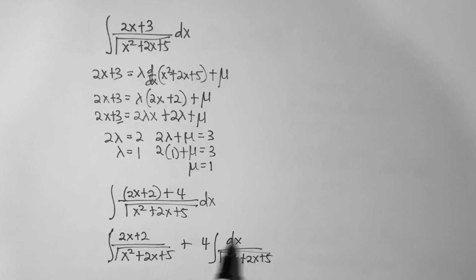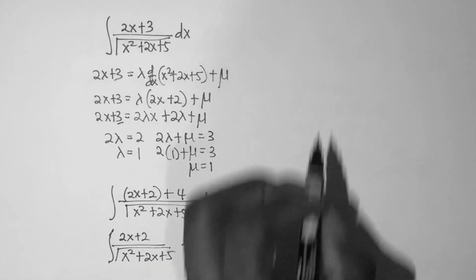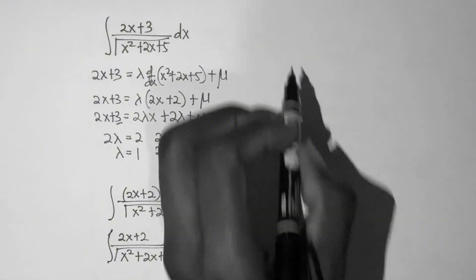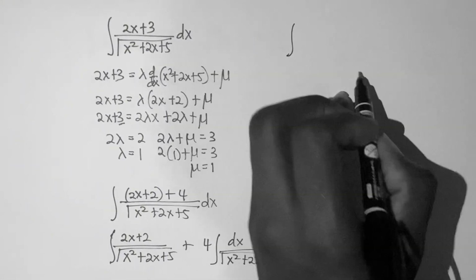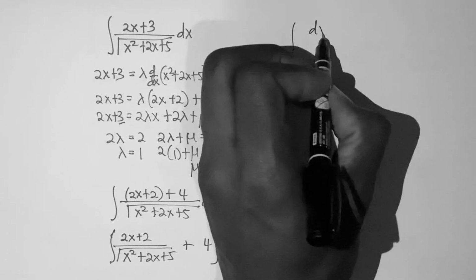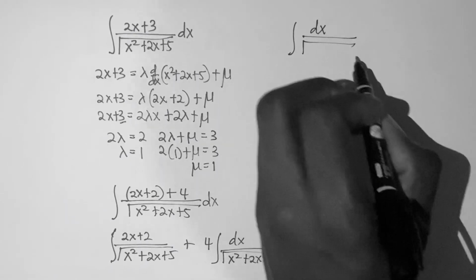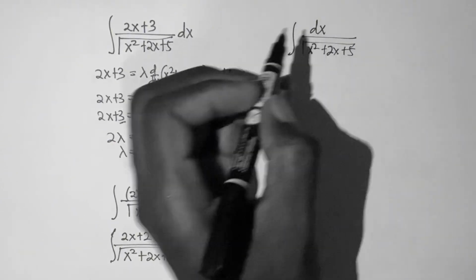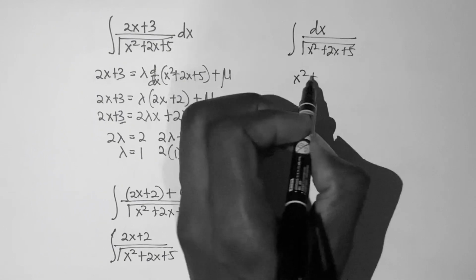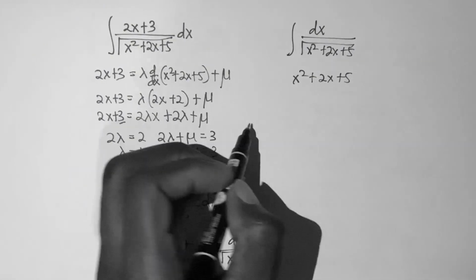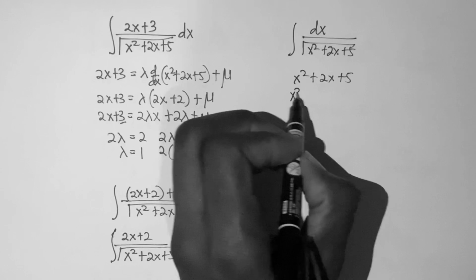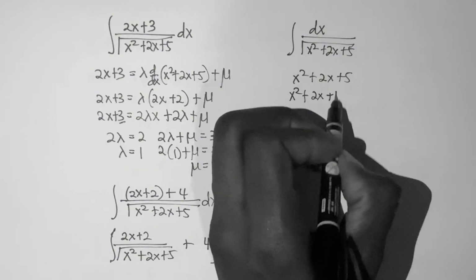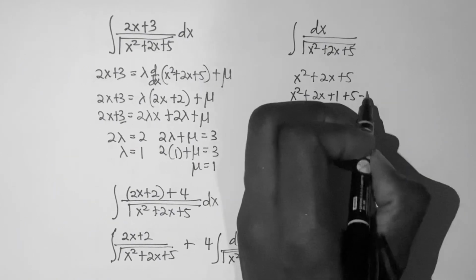This is the one that we cannot easily do. So let's write that one here and do it. Then after we will write the whole results. So we are looking for the integral of dx over the square root of (x squared plus 2x plus 5). So let's complete the squares for x squared plus 2x plus 5. Now this becomes x squared plus 2x, then half of 2 is 1, 1 squared is 1, plus 1, then plus 5 minus 1.